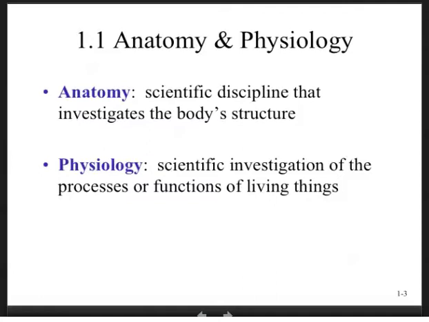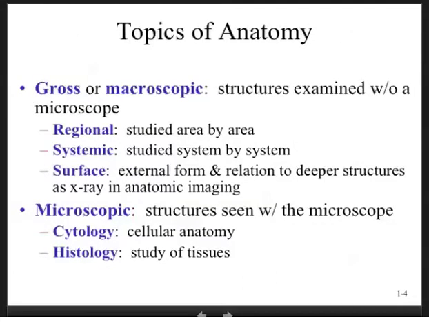anatomy and physiology. So, gross or macroscopic anatomy are structures that are examined without a microscope, and these include regional anatomy that is studied area by area, systemic anatomy that is studied system by system, and surface anatomy where external form and relation to deeper structures is examined, as in X-ray, anatomical imaging, CT, MRI, and so forth. So what do we mean by each of these terms?